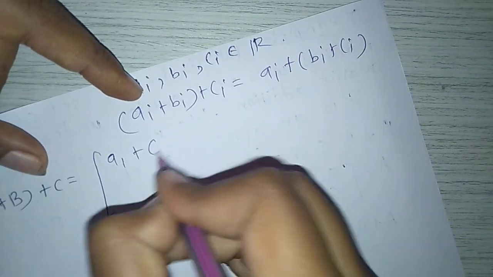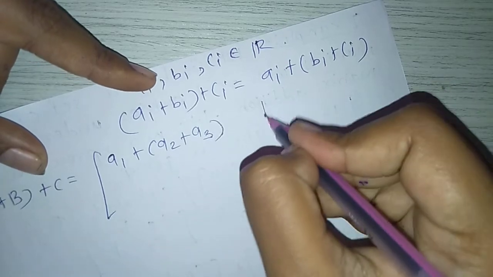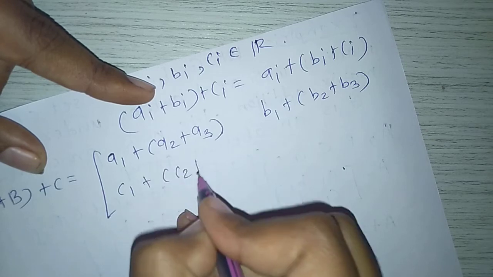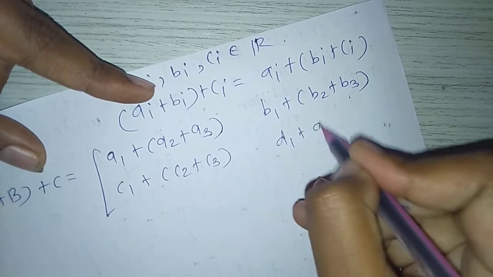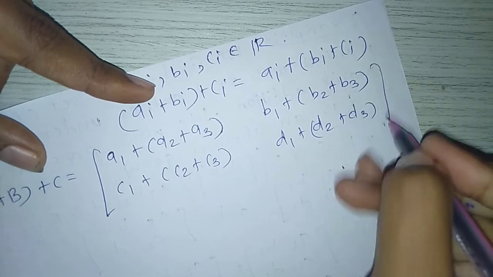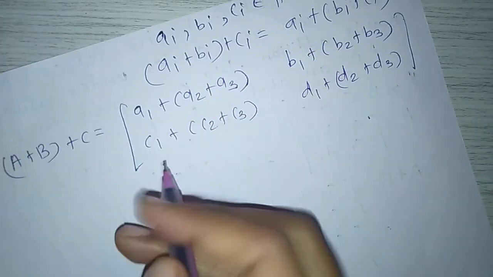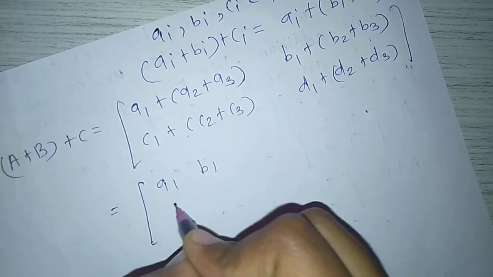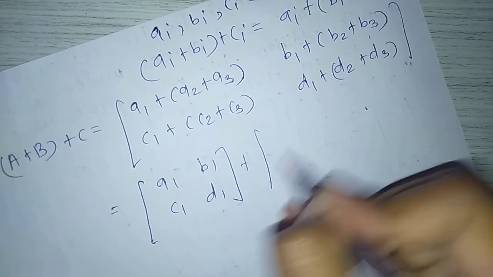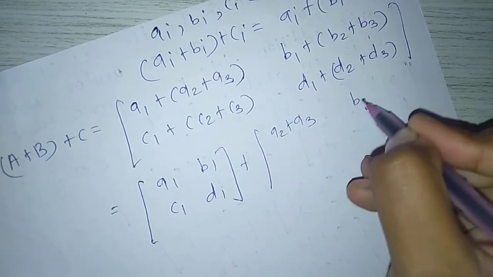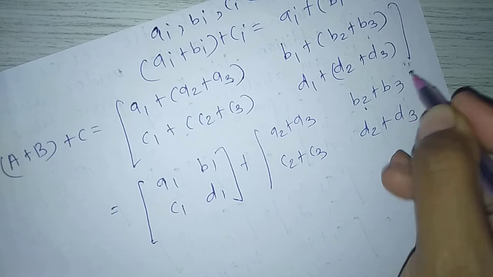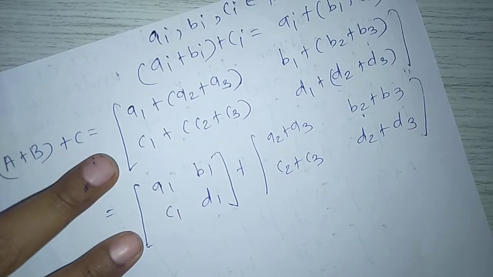from this, a1 + a2 + a3, b1 + b2 + b3, c1 + c2 + c3, d1 + d2 + d3. Here we only arrange the terms. Now arrange the matrices: a1, b1, c1, d1 plus a2, b2, c2, d2 plus a3, b3, c3, d3. The meaning of these two steps is equal.